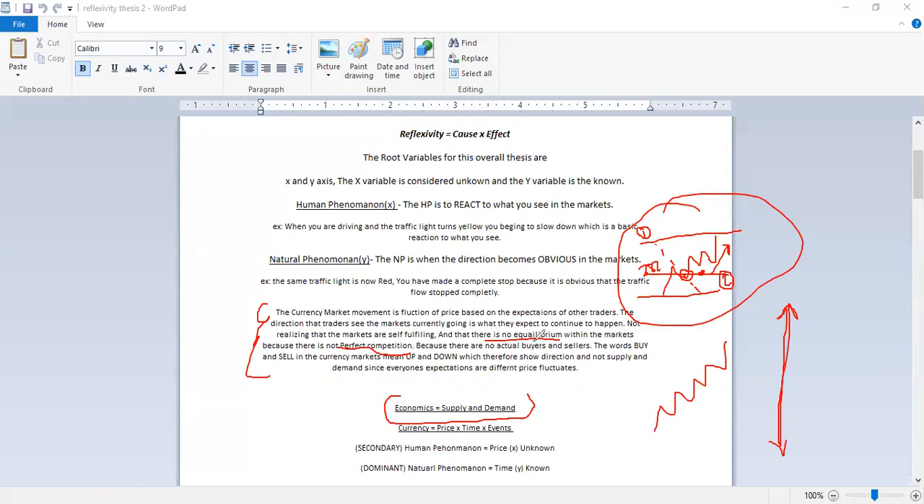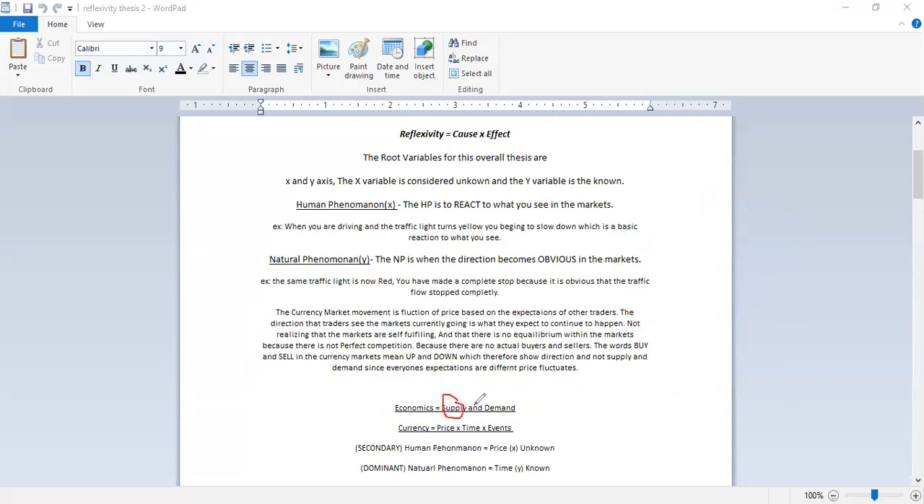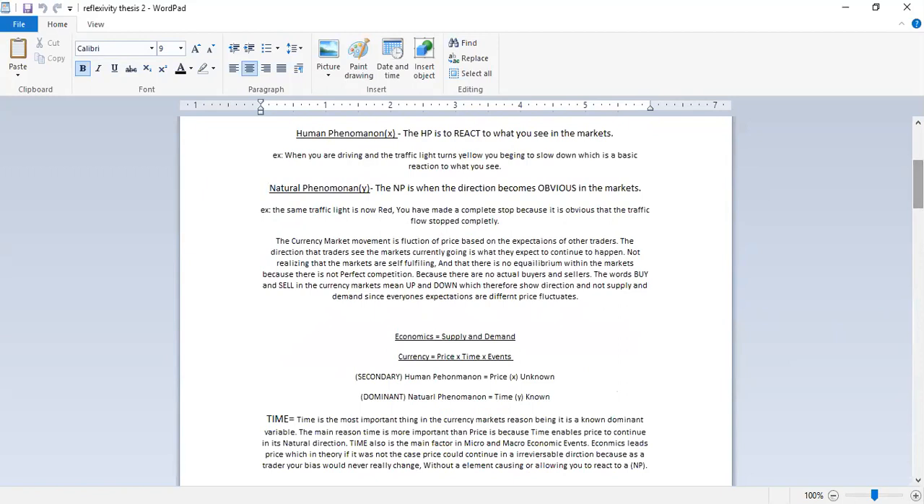So currency's movement is based off of price, time, and events. Instead of having 2 variables, we have 3: price, time, events. Therefore, we have to keep track of all 3 of these different variables to understand where the markets are going overall. The first thing that we're going to talk about again is this human phenomenon, and we're going to create subcategories. Price is considered a human phenomenon because it's unknown, and time will be considered a natural phenomenon because it's known. Now I'm going to go into detail on what exactly that means.